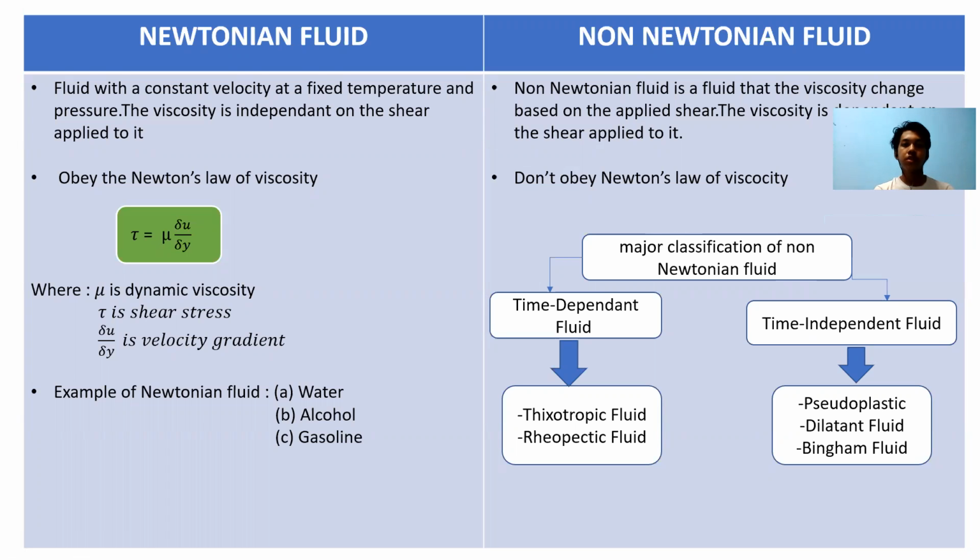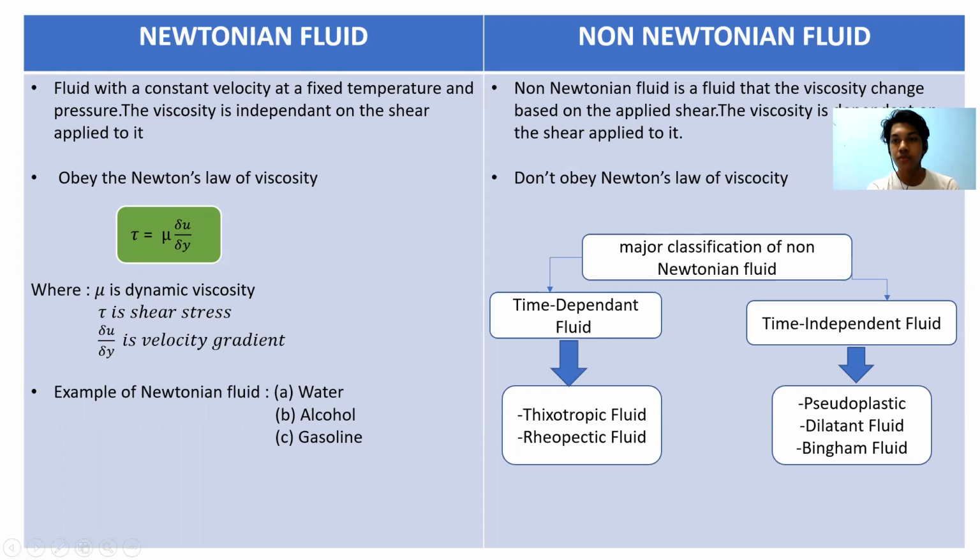Newtonian fluid is a fluid with constant viscosity at a fixed temperature and pressure. The viscosity is independent of the shear applied to it. Next, it also obeys Newton's law of viscosity, which is, we can see right here, the formula where the mu is the dynamic viscosity. This one is shear stress, meanwhile du over dy is the velocity gradient. Examples of Newtonian fluid are water, alcohol, gasoline, and the others.